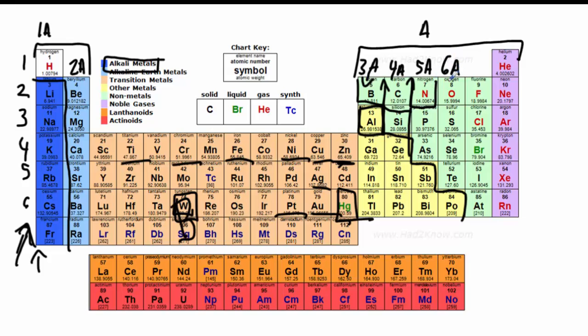Group 6A has oxygen and sulfur in it. Those are probably the 2 common ones you're aware of. Oxygen is a very reactive gas. Of course, we need that for fire. Sulfur is used in a variety of things, primarily sulfuric acid.